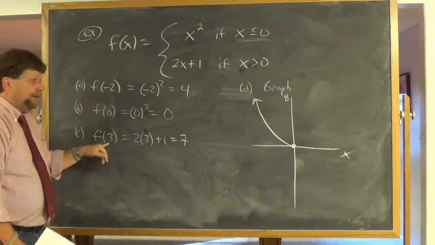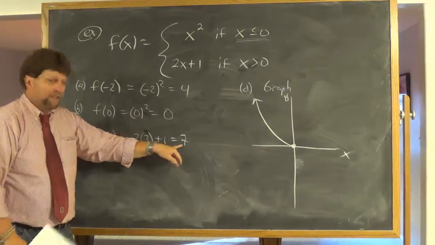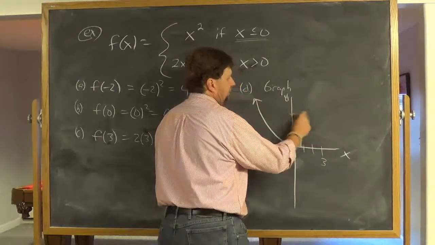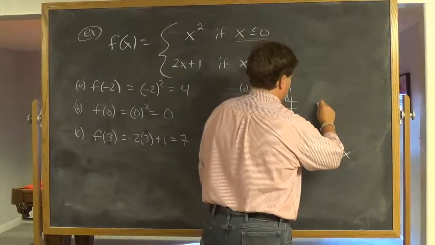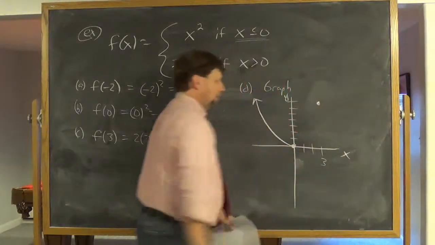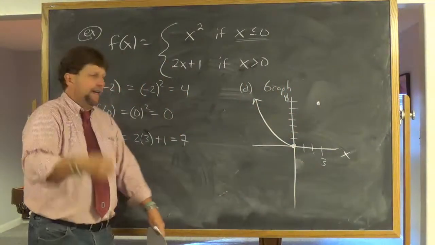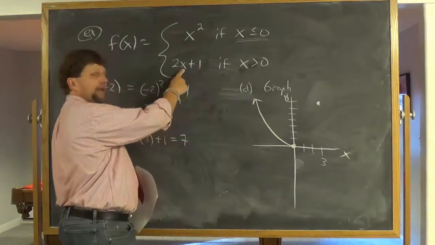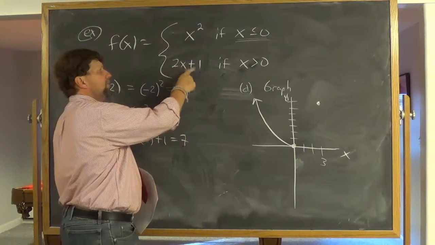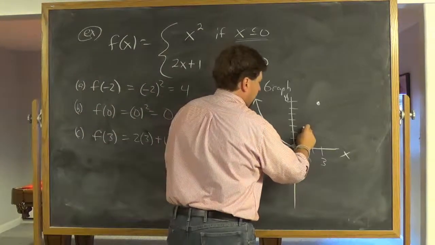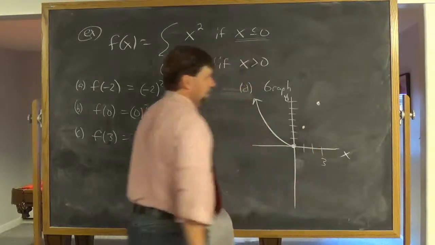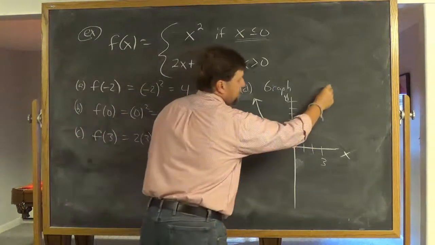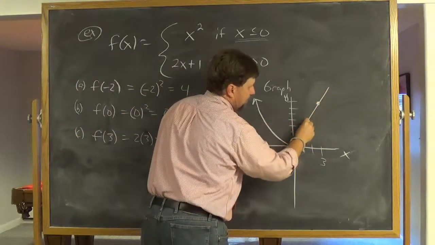Oh, look, we found one point. When x is 3, y is 7. So let's see, 1, 2, 3, and 2, 3, 4, 5, 6. Oh, I just fit it on there. I suppose I could find another point. If I put 1 in for x, 1 is greater than 0, so 2 times 1 is 2, and 2 plus 1 is 3. So there's another point. I should know that that's a line, so the graph is a line doing something like this.